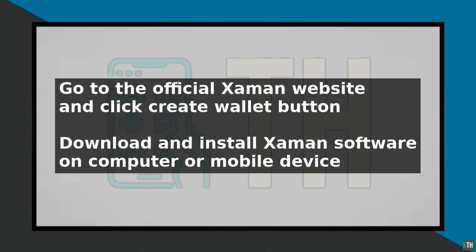To create a Xaman wallet, you will need to follow a series of steps that ensure the security and functionality of your new wallet. First, go to the official Xaman website and click on the Create Wallet button. You will be prompted to download and install the Xaman software on your computer or mobile device.